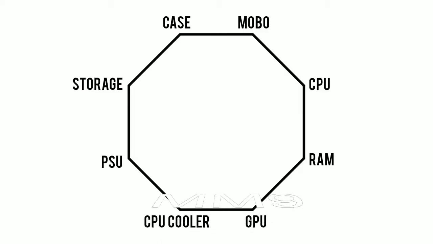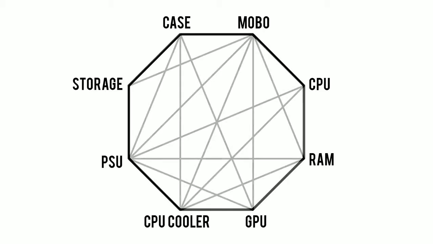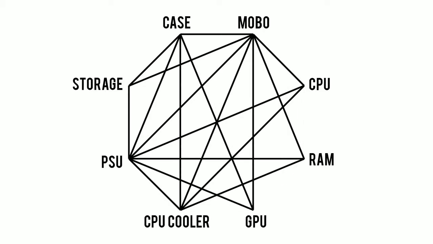You can think of each of these parts as a puzzle piece that needs to fit with certain other parts in the group to make a working computer. Here's what all the compatibility lines for every part look like, and we'll be going over each of these today.